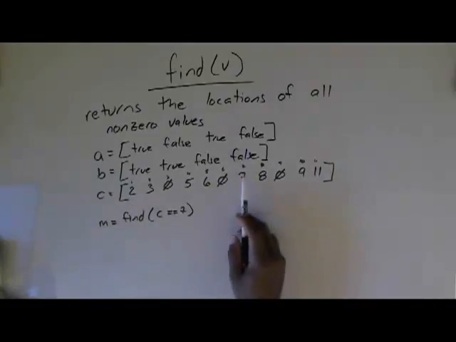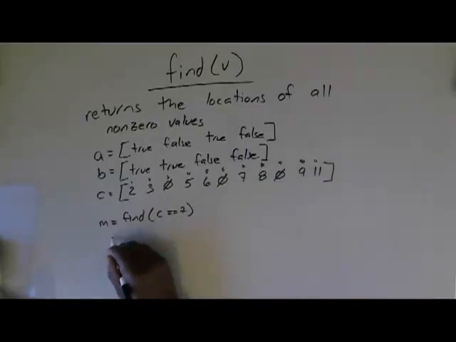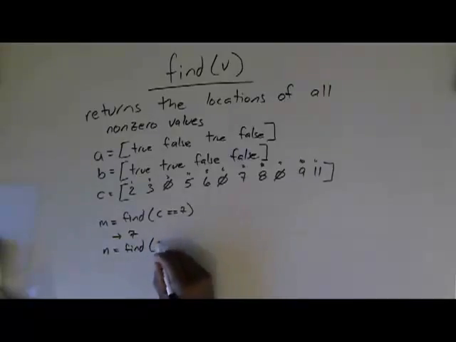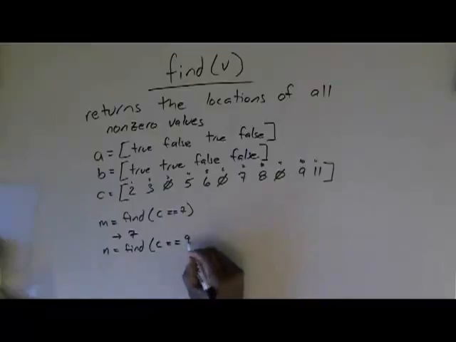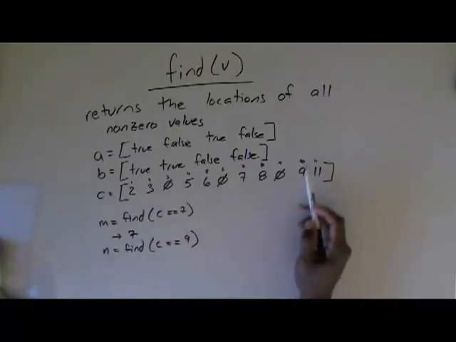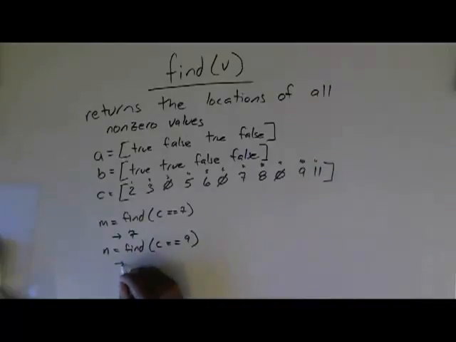So C is equal to 7 in slot 7. So M is going to be the value 7. If I said N equals find C equal to 9, then the place where C is equal to 9 is in slot 10. So that's going to be the value 10.